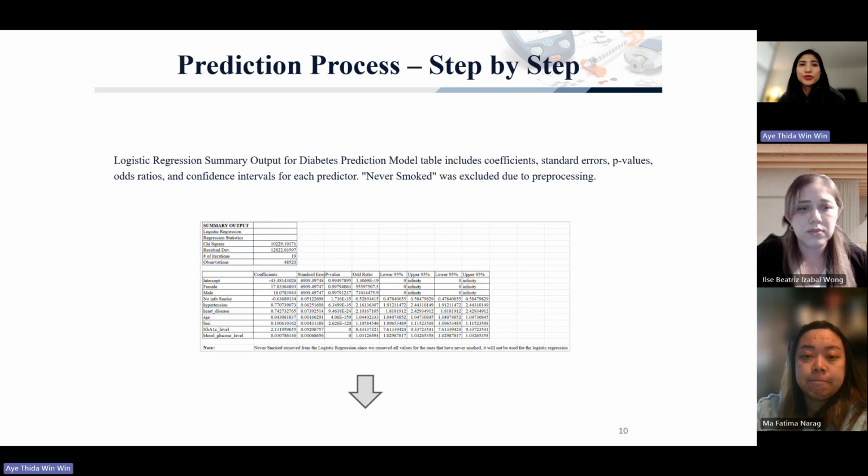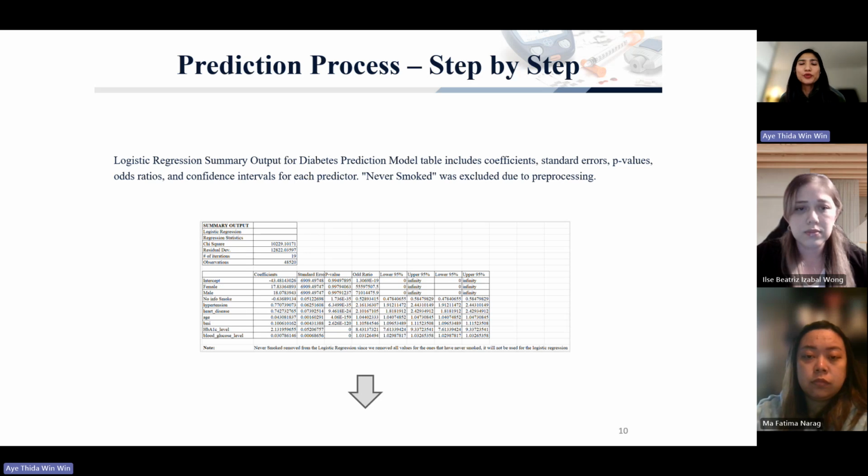We use the prediction process step by step. Here is how the logistic regression model works. Firstly, we calculate the logit score based on all variables and their weights. And then we convert that score into a probability using a sigmoid function. If the probability is 0.5 or higher, we predict the person has diabetes. Otherwise, we predict they don't.